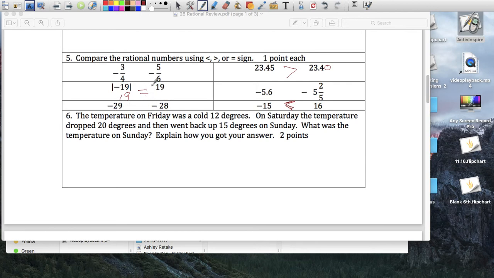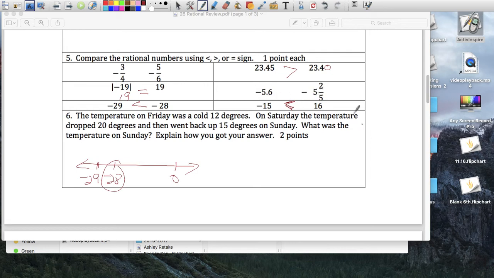Negative 29 and negative 28. Well, negative 29 on the number line is more to the left, so if you put them on a number line, let's just pretend this is 0 for a second. Negative 29 is over here, negative 28 is over here, right? So the number on the right is the bigger one, which makes negative 29 the smaller number, so it's definitely smaller. And negative 5.6 and negative 5 and 2/5.